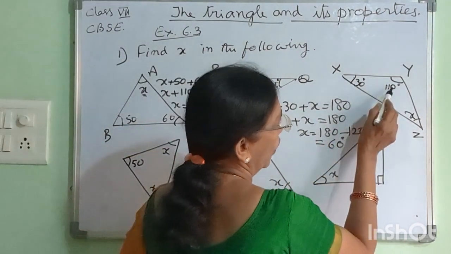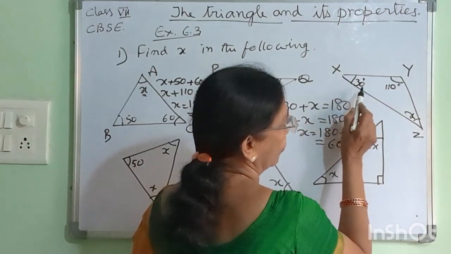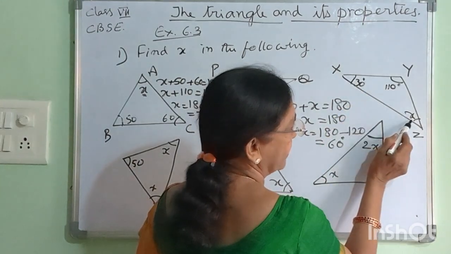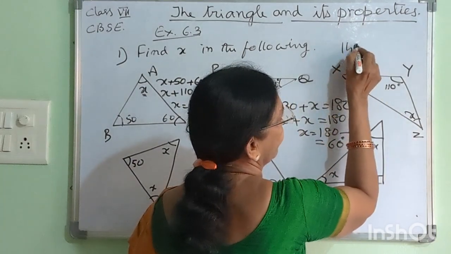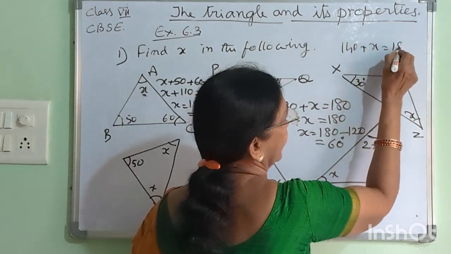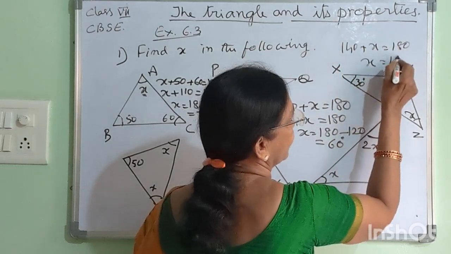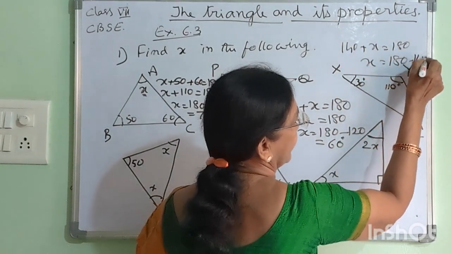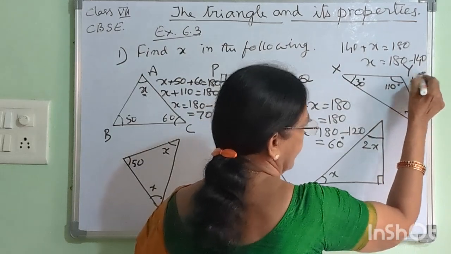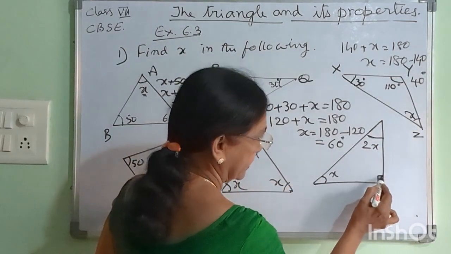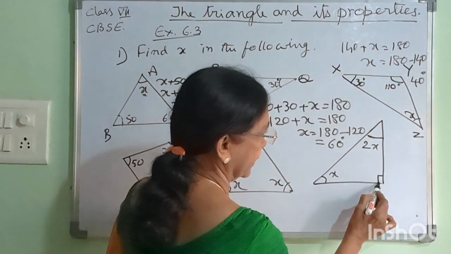And here 110 plus 30 is 140. 140 plus x is equal to 180, or x is equal to 180 minus 140, that is 40 degrees. And here it is a right angle, 90 degrees.